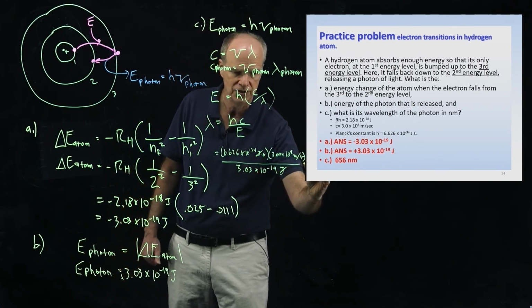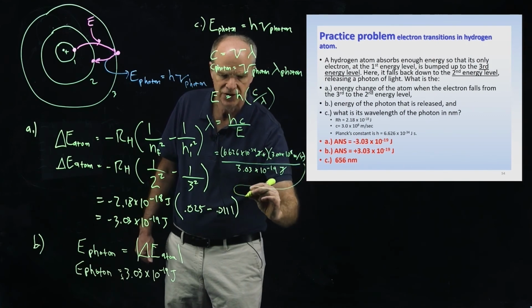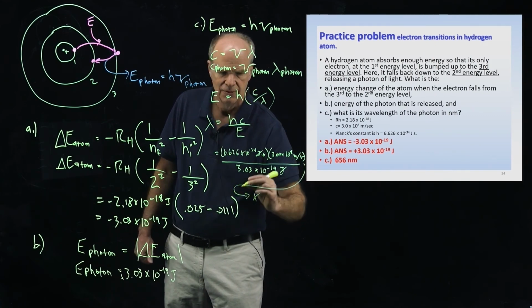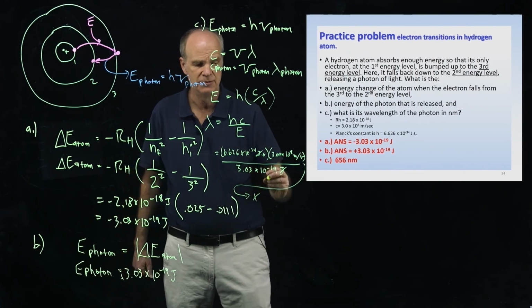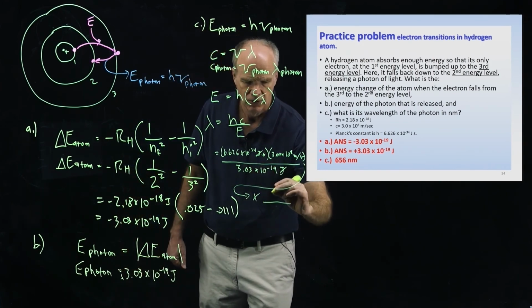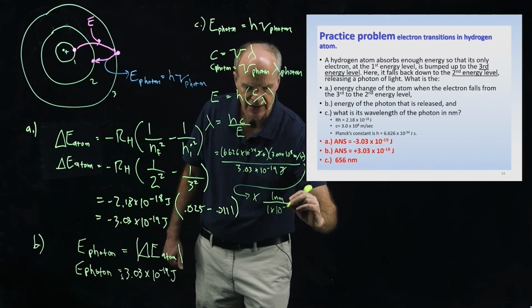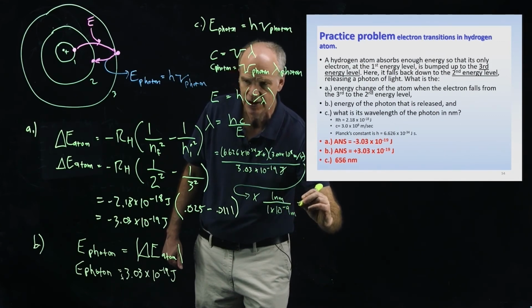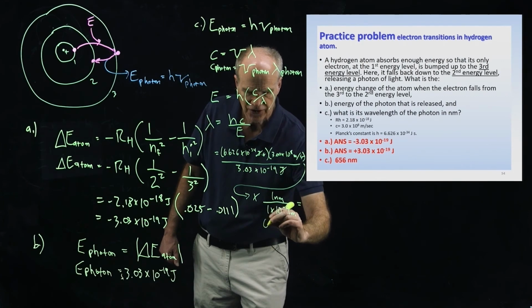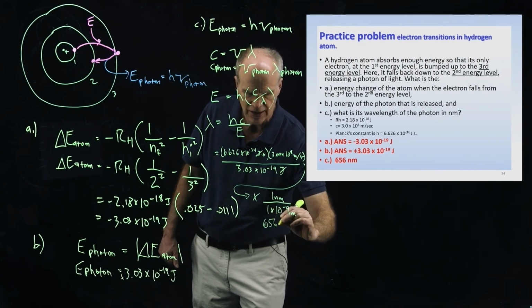So I could continue this. You would have to take this number and multiply by some fraction to get this into nanometers. And so I think it would be 1 nanometer over 1 times 10 to the negative 9 meters. And that should give you the answer of 656 nanometers.